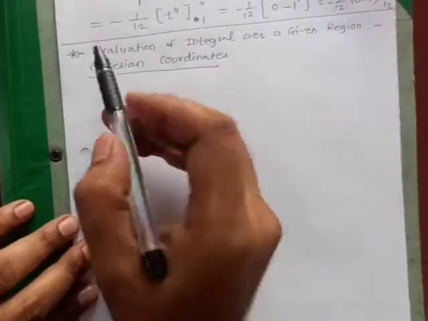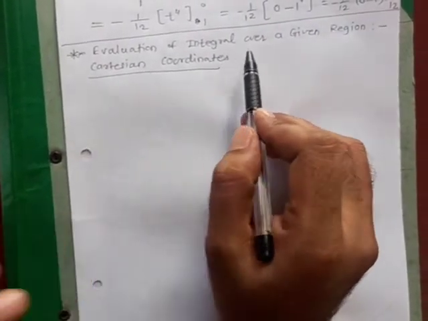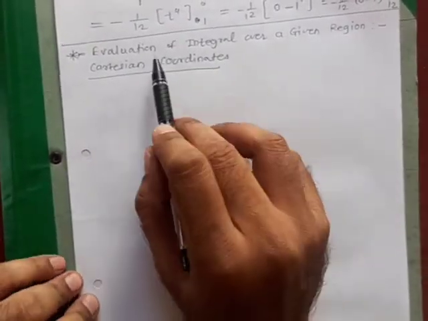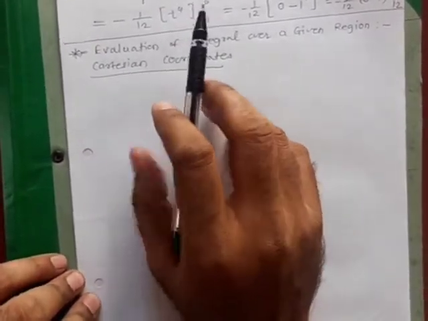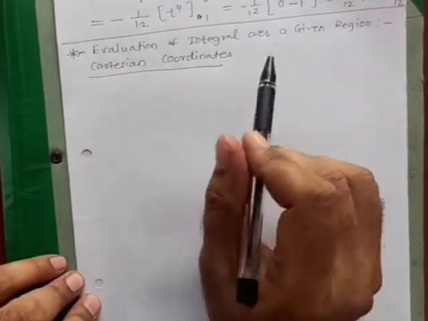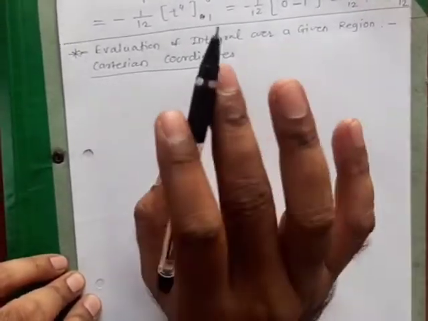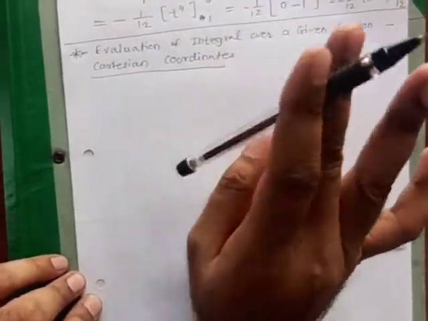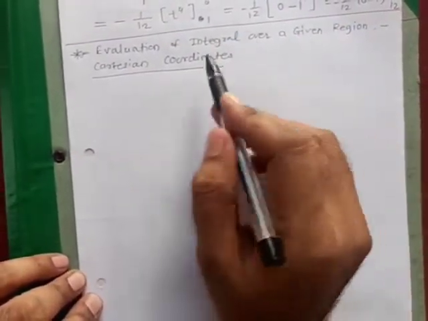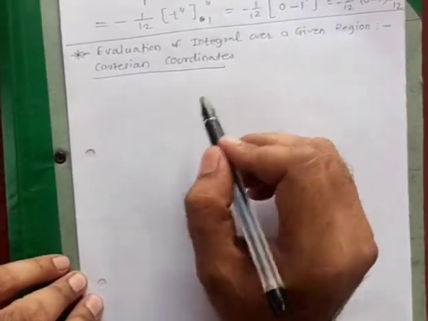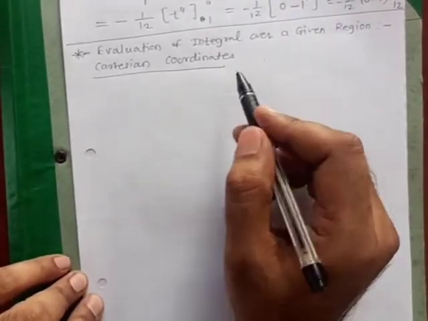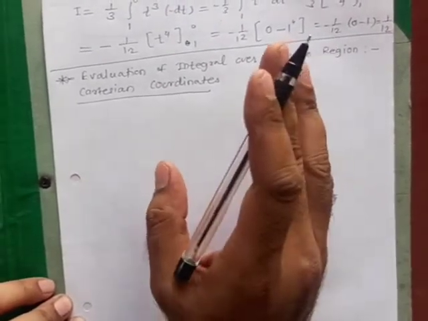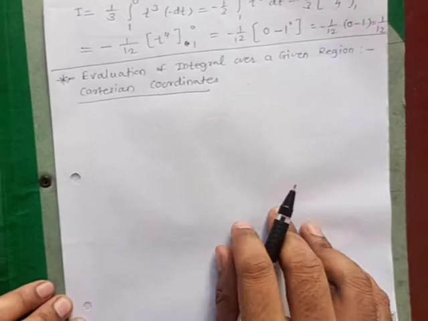Alright, next concept is evaluation of integral over a given region in Cartesian coordinate system. Here in this case sometimes we are given the region not in terms of x and y coordinates, but in terms of a curve or area bounded by the curves. To evaluate such integration, we have to first of all draw them, understand the curve, find their limits, put those limits and then solve it. Right, so this much part is needed.